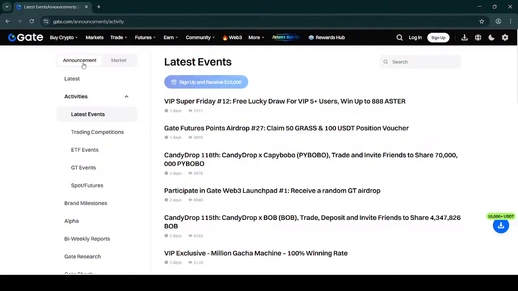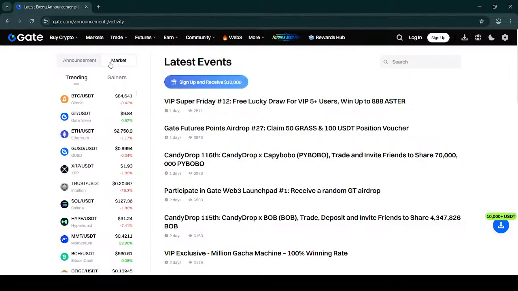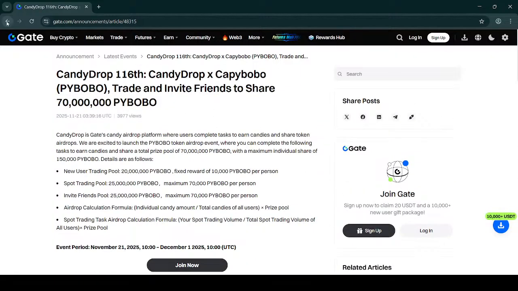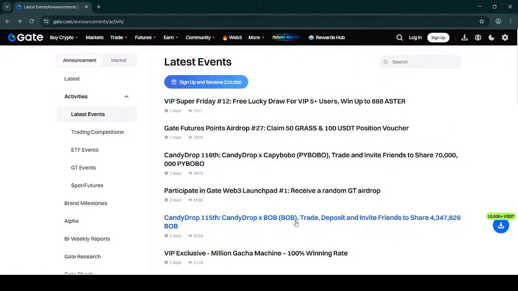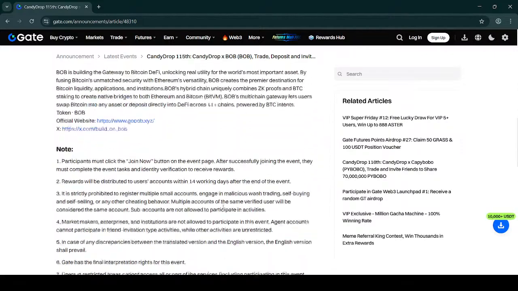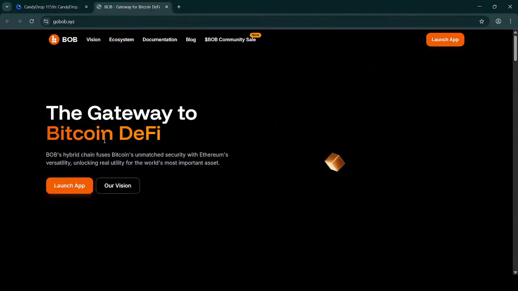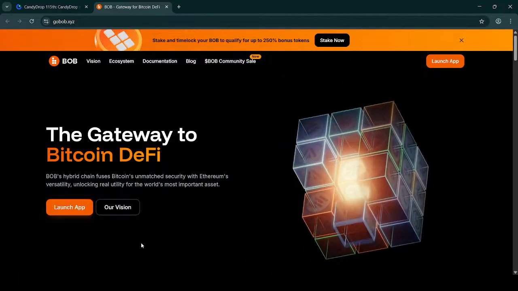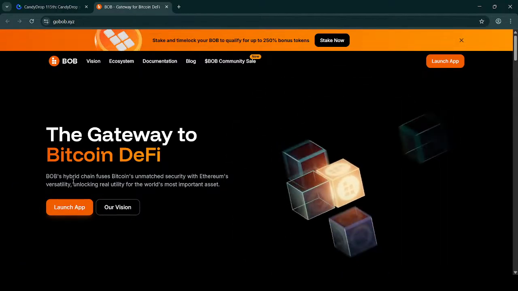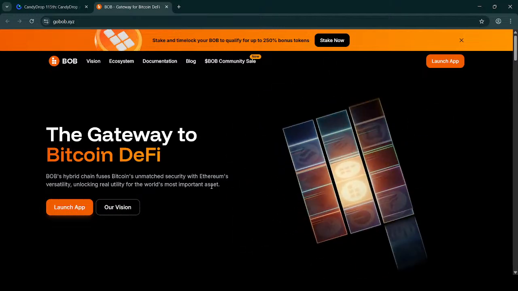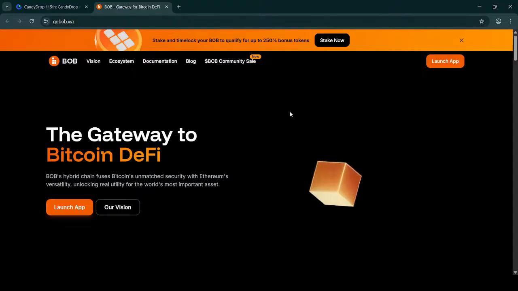So guys, this is the latest announcement in the market. This is the event announcement from Bob. Bob is the gateway to Bitcoin DeFi, a hybrid chain that fuses Bitcoin's unmatched security with Ethereum's programmability to unlock the most important assets. This is our vision, and this is the Bob website, guys.